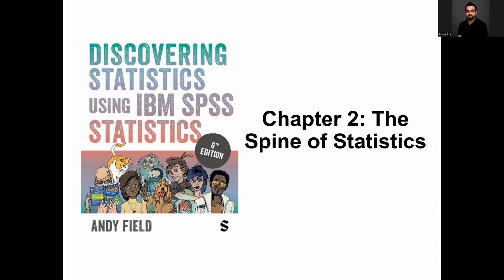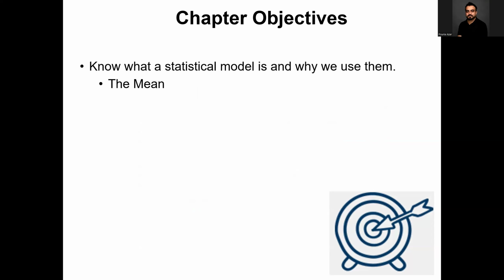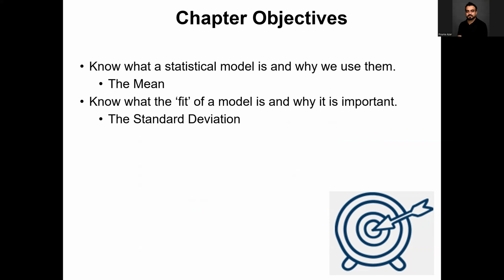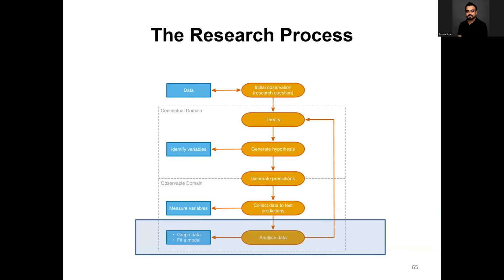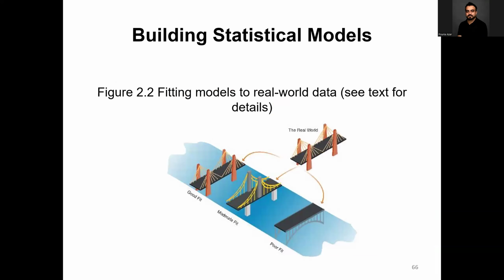Chapter 2 is about the spine of statistics. So in this chapter, we will talk about the mean, standard deviation, and the fit of a model, and we will define samples and populations. We will talk about the null hypothesis and alternative hypothesis and confidence intervals. So we are in the last step of the research process, which is analyzing data.